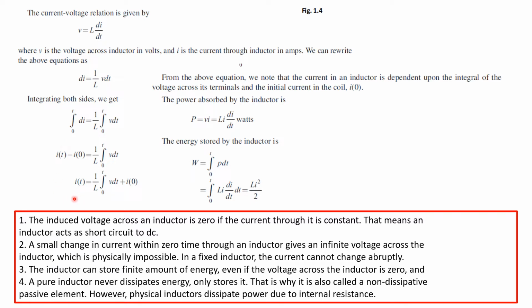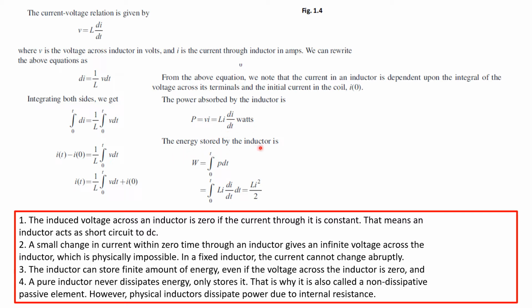Integration will result in i(t) = (1/L) ∫₀ᵗ V dt + i(0). From the above equation, the current in an inductor depends upon the integral of the voltage across its terminals and the initial current in the coil, that is i(0). The power absorbed by the inductor is P = V·i. V is equal to L di/dt. Substituting this, the equation becomes L i di/dt.